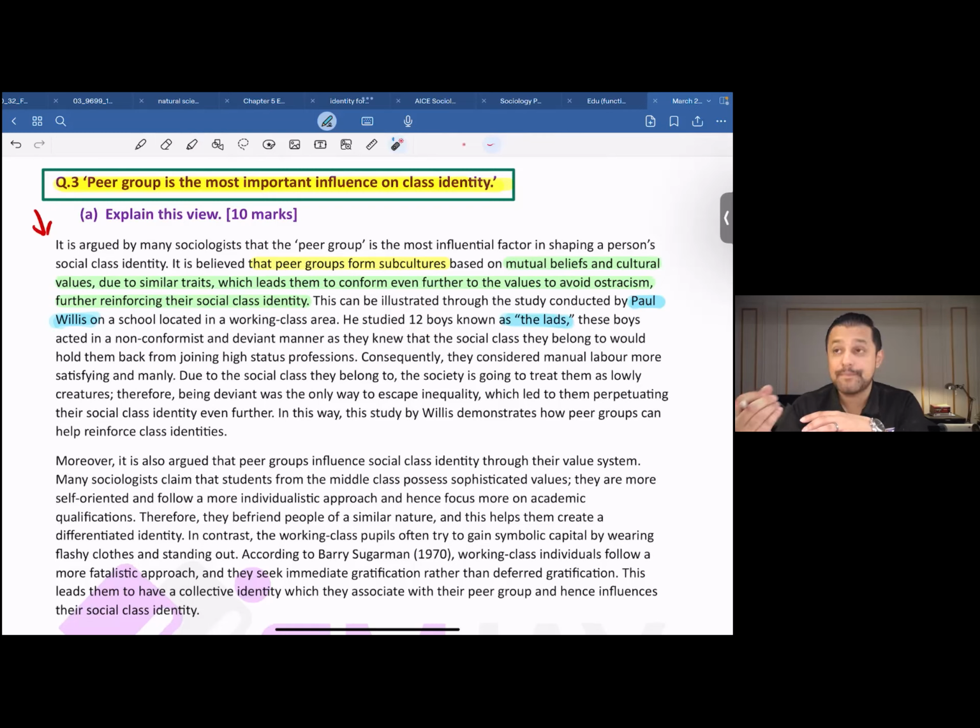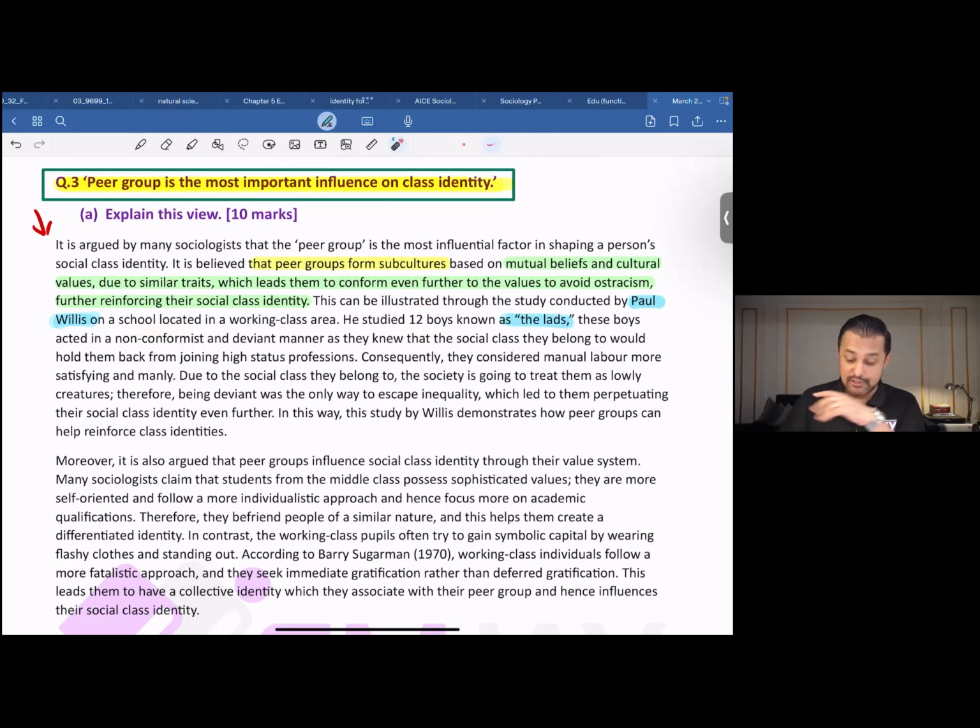What we're trying to explain through this research is to see the social class identity that these young boys eventually did have when they got through with the school, and when they joined manual work, when they started working at factories. It was the peer group, the people of similar age around them, that influenced their social class identity, leading them to eventually end up doing jobs that no one would ideally want to do, right? Being involved in manual work and all. So this can be illustrated through the study conducted by Paul Willis on a school located in a working class area.